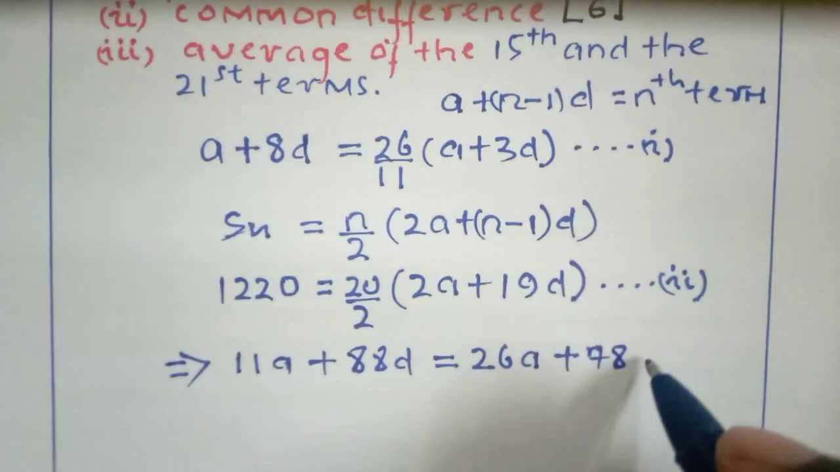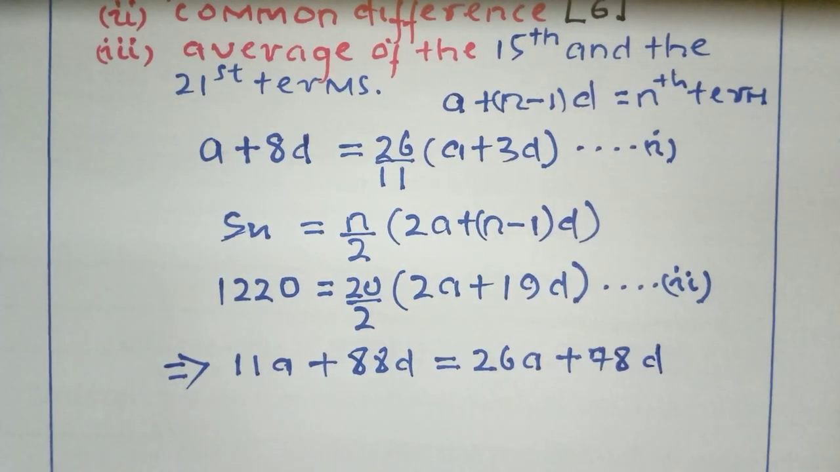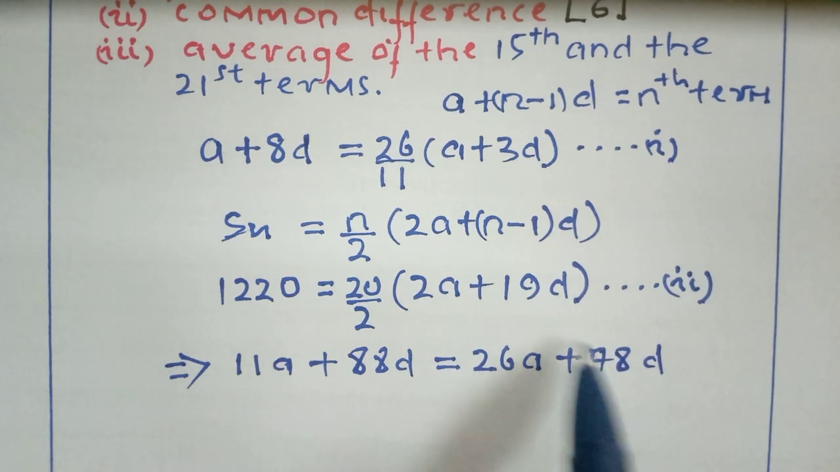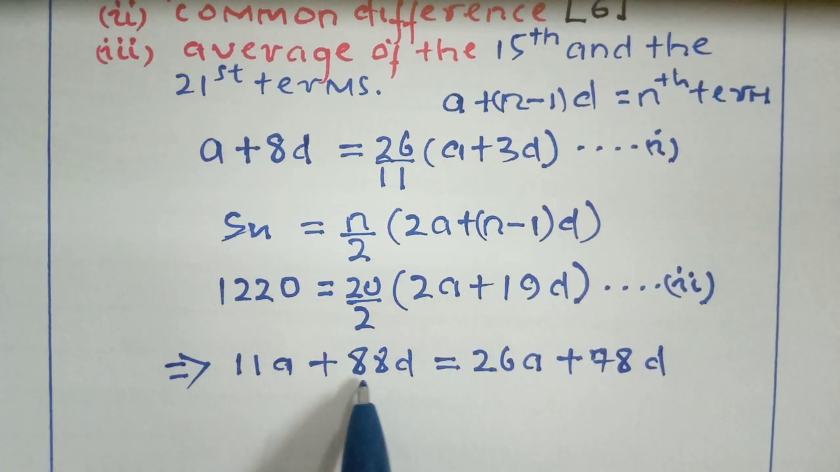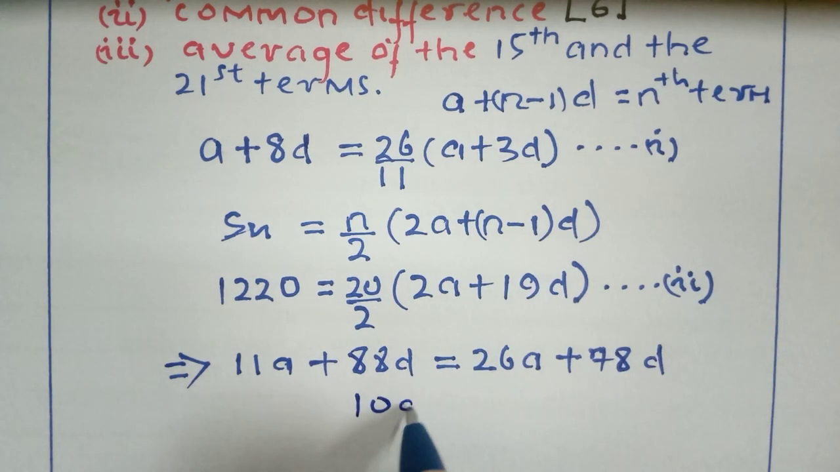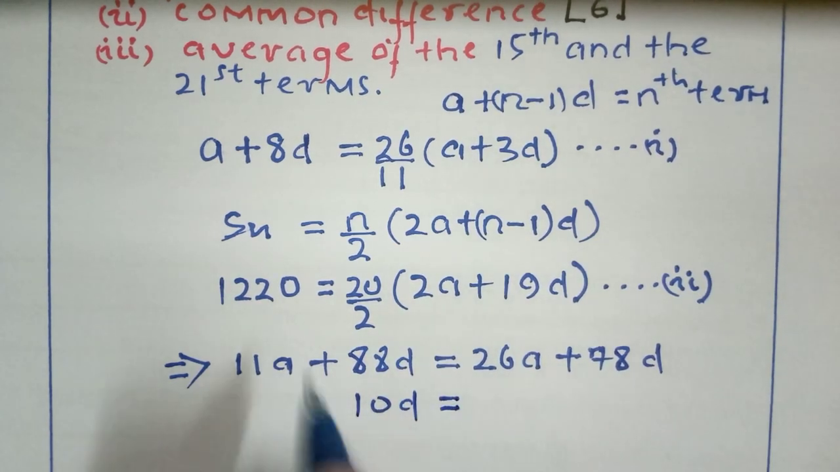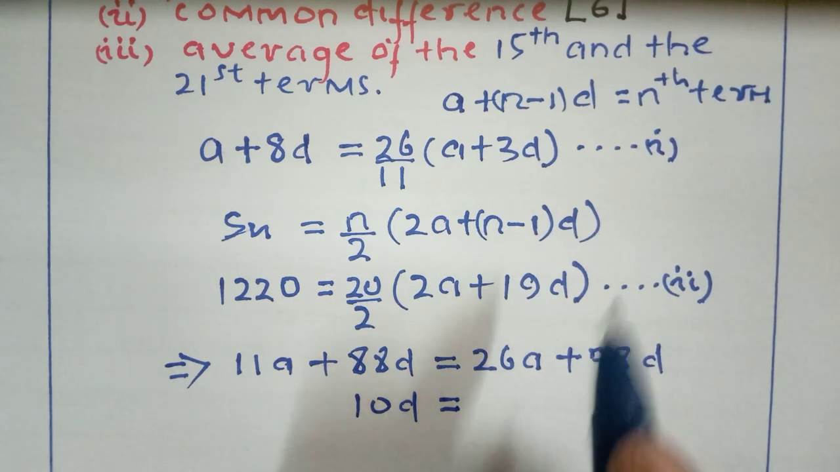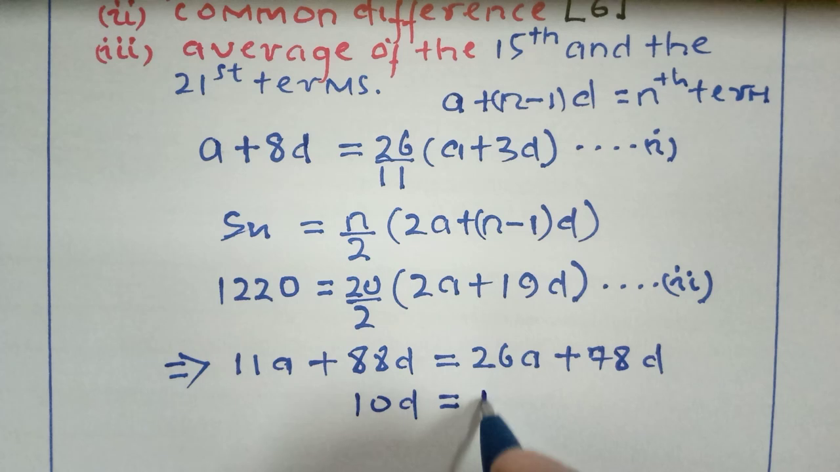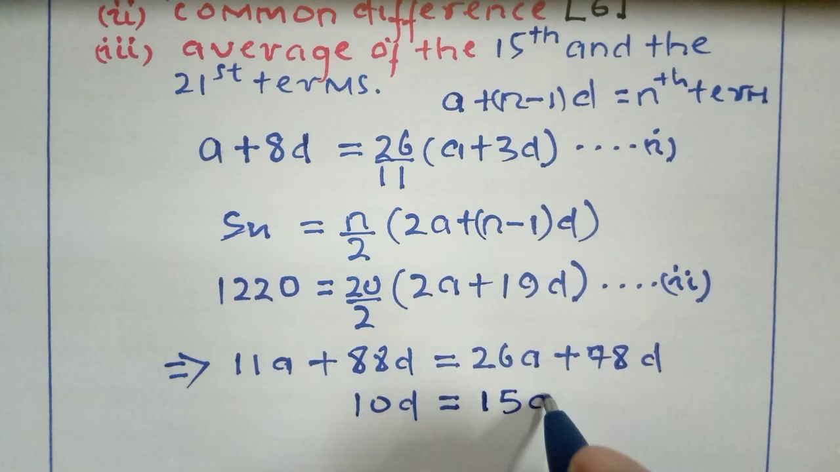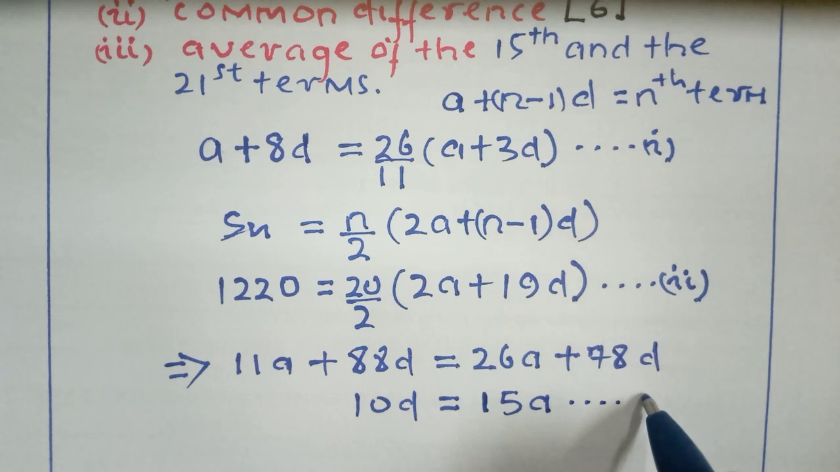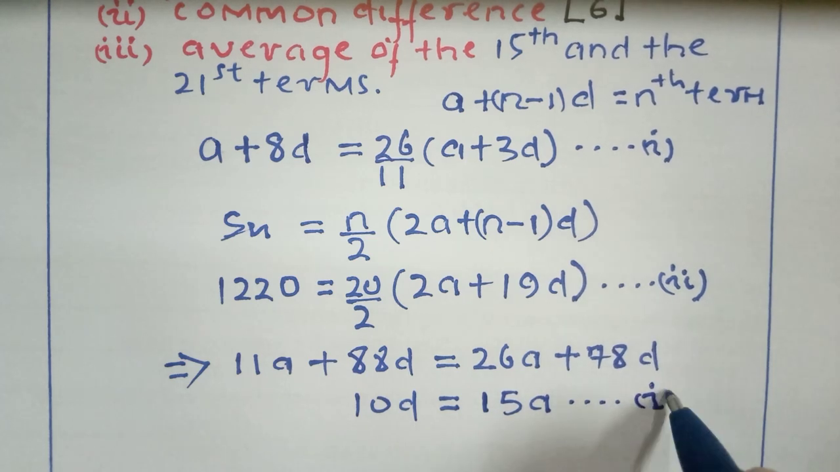So finally guys, to simplify it further, we can bring this 78 this side. So you'll have 88D minus 78D, which is 10D. We can now bring this 11A this side, which now will give 26A minus 11A. This one now gives us 15A. So guys, I believe we have been able to simplify that equation.